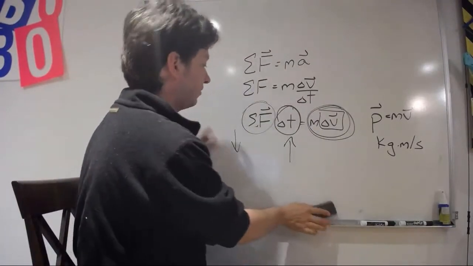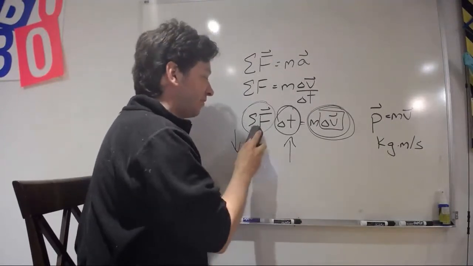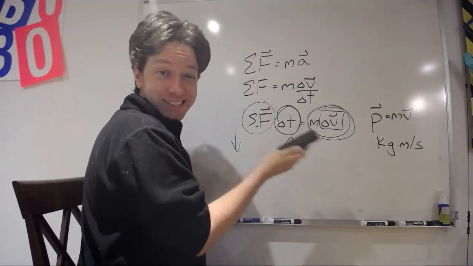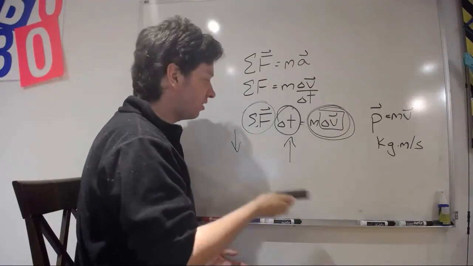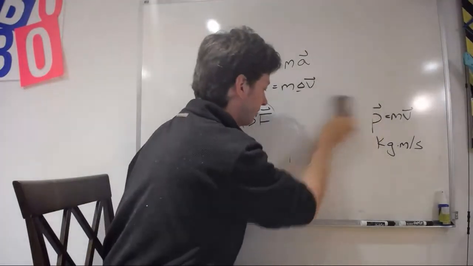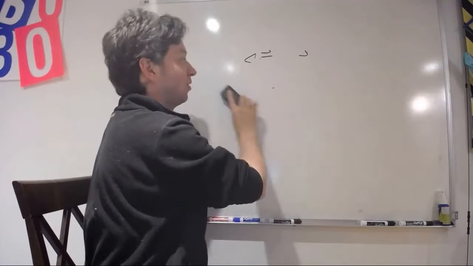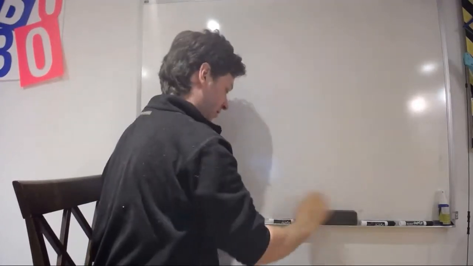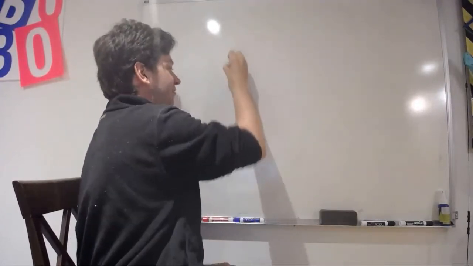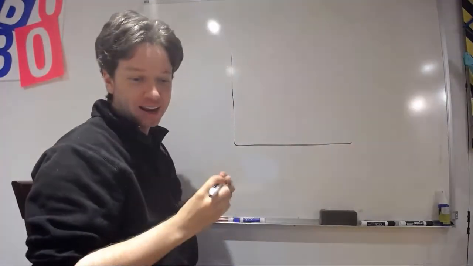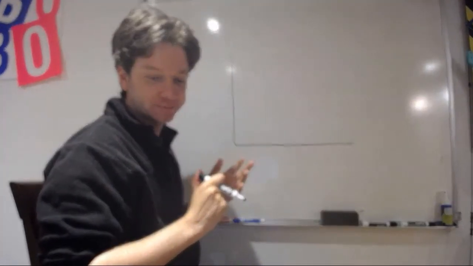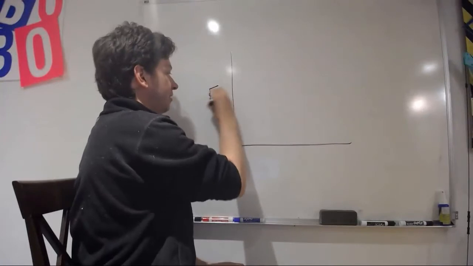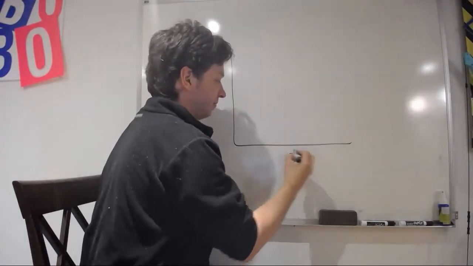Okay, now this equation works great if the net force acting on the object is constant. But what if it's not constant? What if the net force is changing, like, for example, a rocket? So we have a rocket, and let's say we have the force acting on the rocket and time over here.